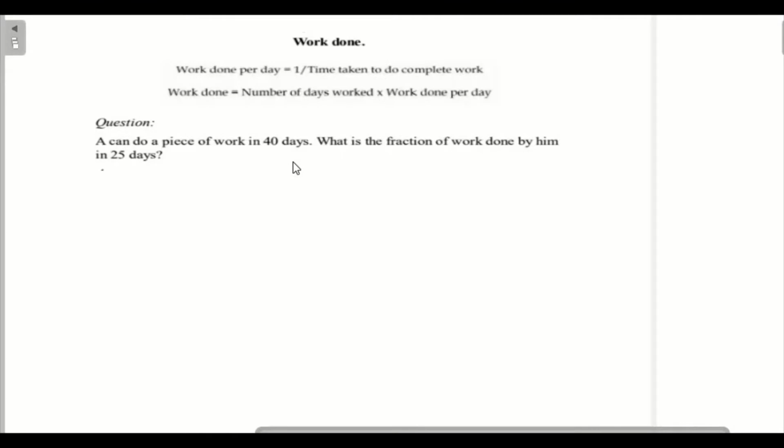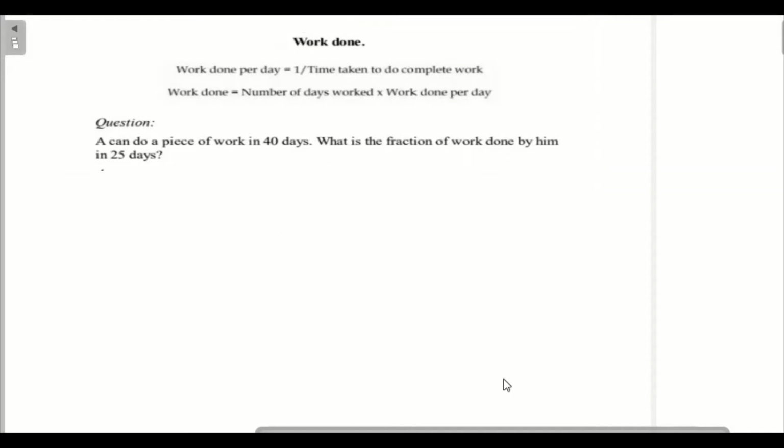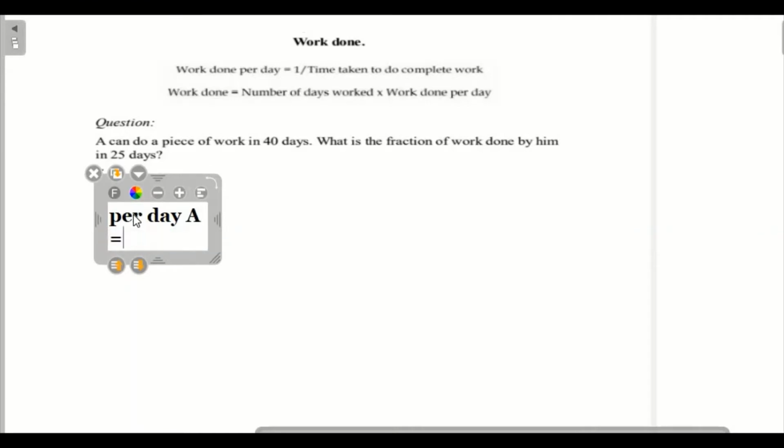A can do a piece of work in 40 days. What is the fraction of work done by him in 25 days? So here he is able to do a piece of work in 40 days. So we have to find how much he can do in 25 days. We have to find per day how much work A can do per day. A equals 1 by 40.